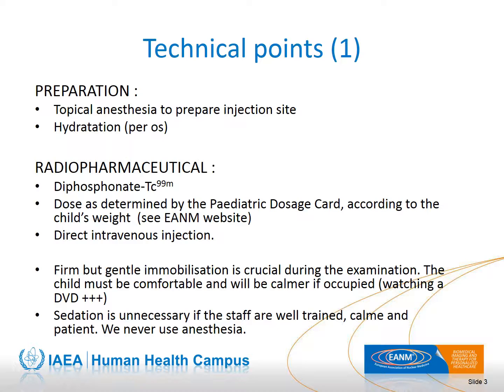The tracer is injected directly by the intravenous route. During the acquisition, the child must be immobilized gently but firmly. The child must be comfortable and a parent should be present. Allowing the child to watch a DVD helps to keep him still. We do not use sedation or anesthesia.